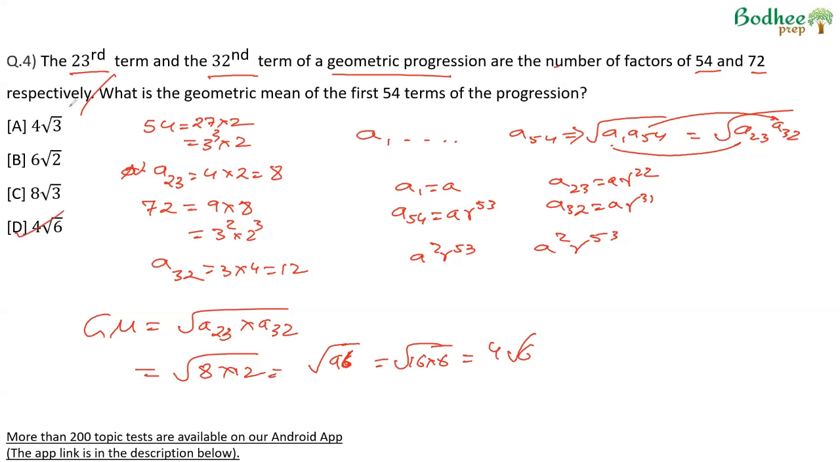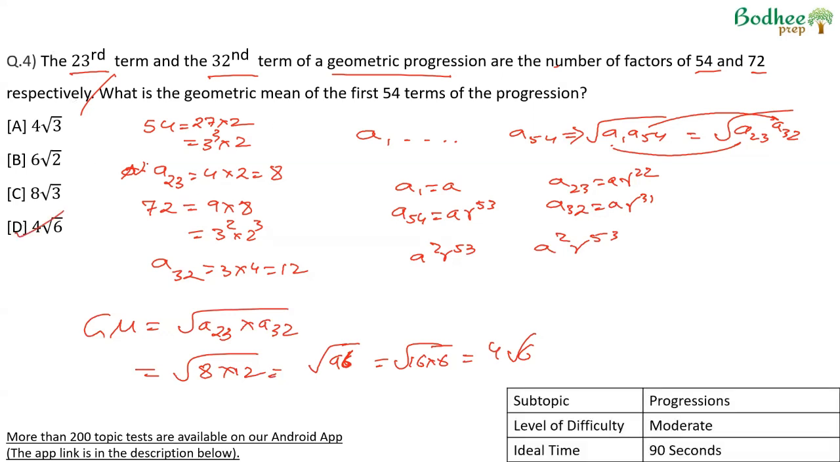Again, I'd say a moderate level of difficulty question, but basically the calculation involved is just finding the number of factors. After that, we just have to realize that we have to take the root of the product, which should not take too much time. So about a minute and a half to 2 minutes max to solve this question.